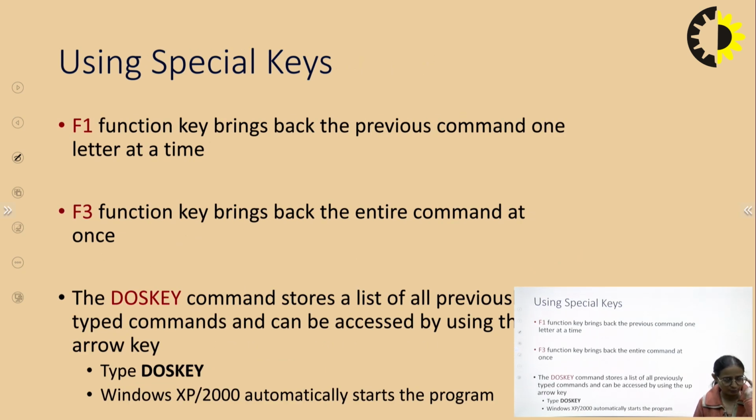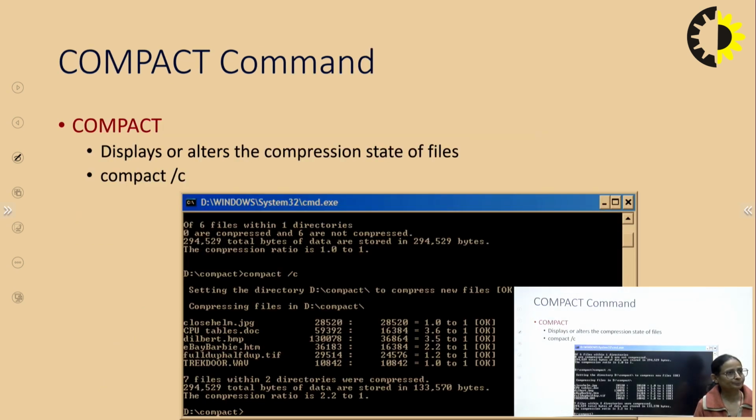Special keys are also supported here. The F1 function key brings back the previous command one letter at a time, whereas F3 brings back the entire command at once. The DOSKEY command stores a list of all previously typed commands, which can be accessed using the up arrow key. That is, type doskey. Windows XP automatically starts the program, so from Windows XP and 2000 onwards you don't need to write doskey. As soon as you run CMD, this command gets executed.